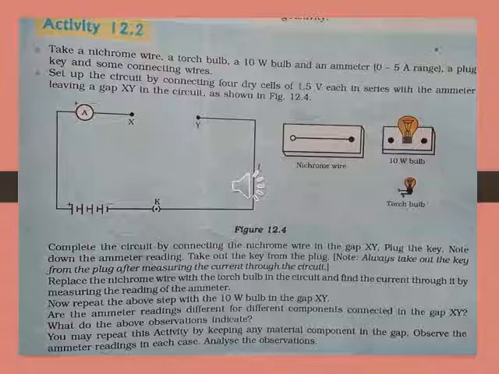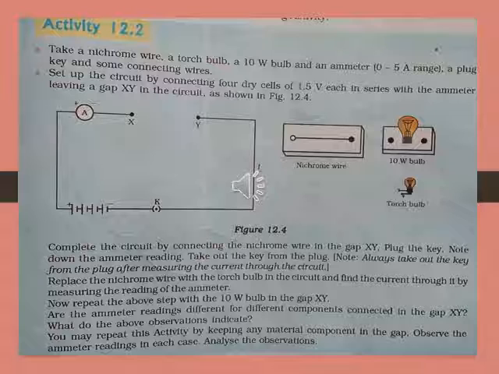Replace the nichrome wire with the torch bulb in the electric circuit. Find again the current through it by measuring the reading of the ammeter. Now repeat the above step with the 10 watt bulb in the gap XY. Are the ammeter readings different for different components connected in the gap XY? What do the above observations indicate? You may repeat the activity by keeping any material component in the gap and observe the ammeter reading in each case and analyze the observation.